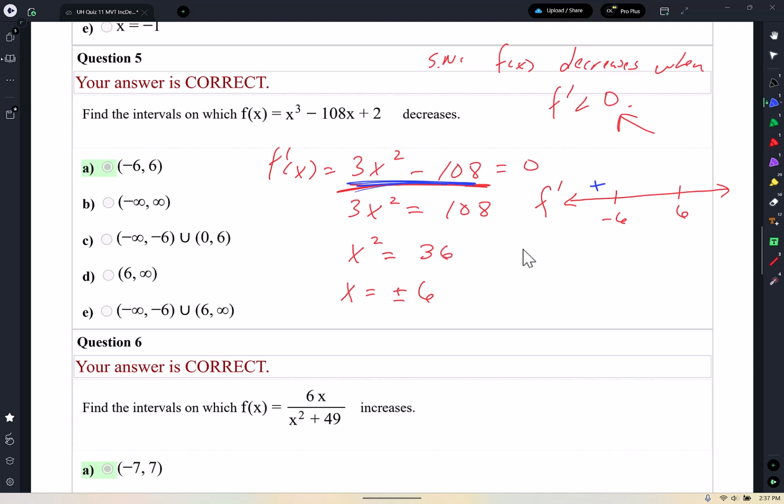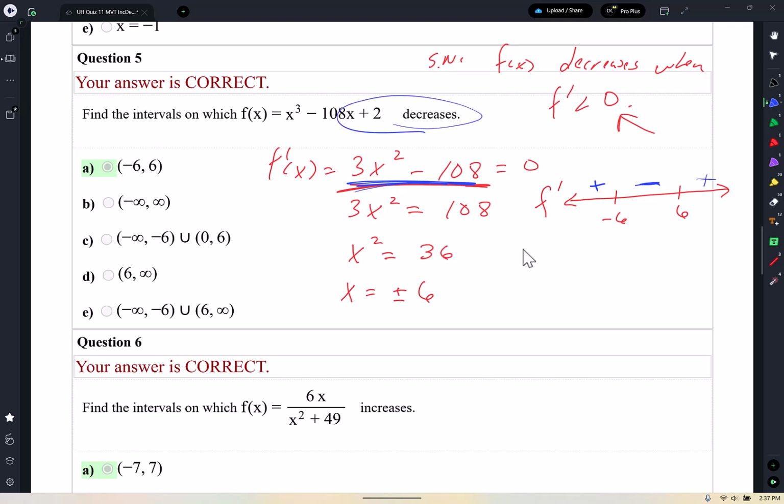I'm going to choose a number between negative 6 and 6. The easiest one, in my opinion, is 0. 0 squared is 0. 0 times 3 is 0. 0 minus 108. Positive or negative? Negative. I'm going to choose a number to the right of 6, like 10. 10 squared is 100. 100 times 3 is 300. 300 minus 108. Positive or negative? Positive.